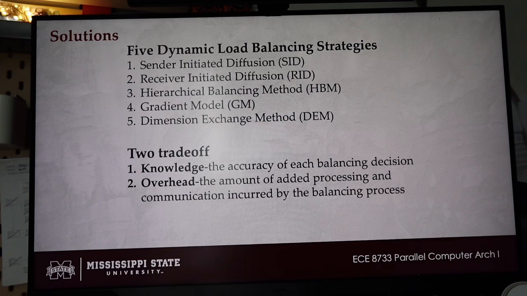For these 5 dynamic load balancing strategies, they focus on 2 different trade-offs. The first one is knowledge. Knowledge means the accuracy of each balancing decision. And the next one is the overhead.